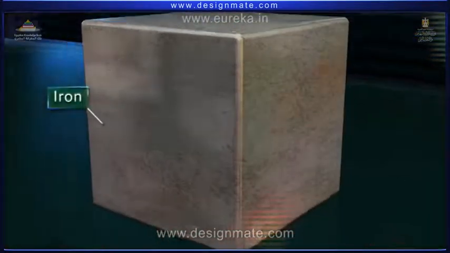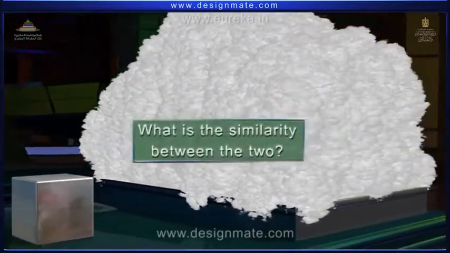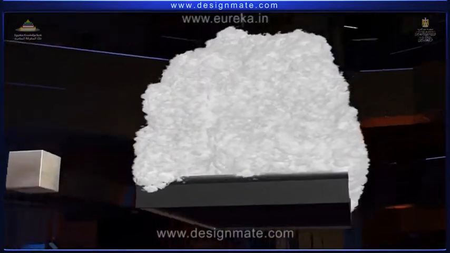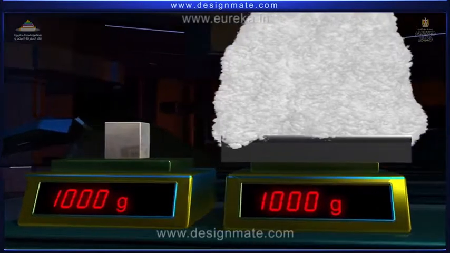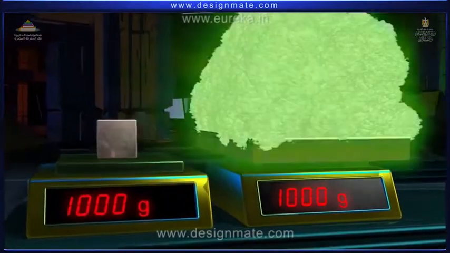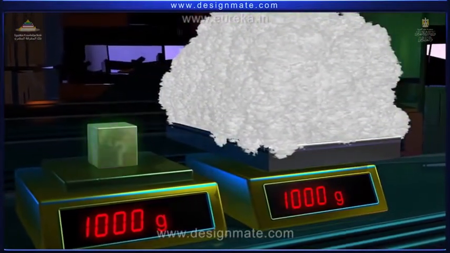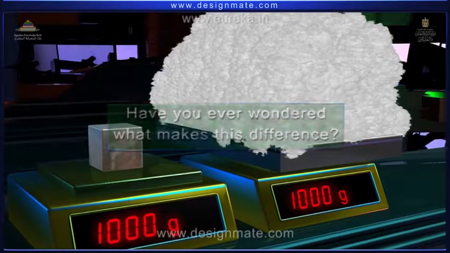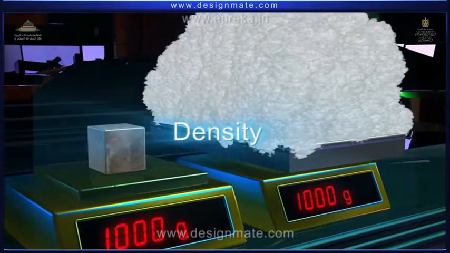Here we have a block of iron and a pile of cotton. What is the similarity between the two? On placing each of them on a weighing scale, we find that both have a mass of 1 kilogram. But still, 1 kilogram of cotton occupies more space than 1 kilogram of iron. Have you ever wondered what makes this difference? This is because of an important physical property of matter called density.